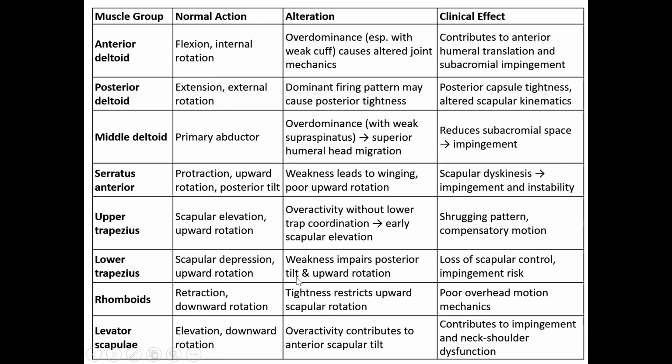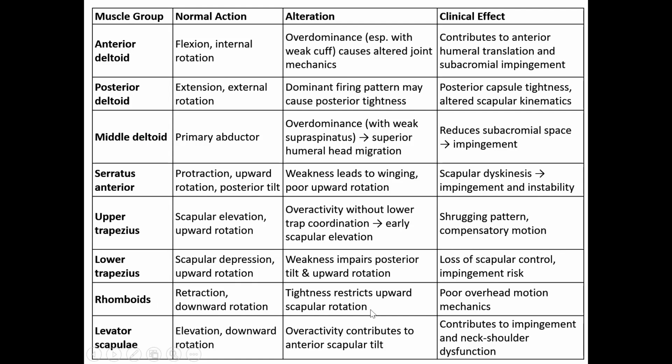So weakness of the lower trapezius will lead to impairment in the upward rotation and as well as the posterior tilting, which will lead to the loss of scapular control, and that will increase the risk for the impingement syndrome. The rhomboids, which is basically a retractor and as well as a downward rotator, if there is tightness of this muscle, they will restrict the upper scapular rotation and there will be poor overhead motion mechanics.